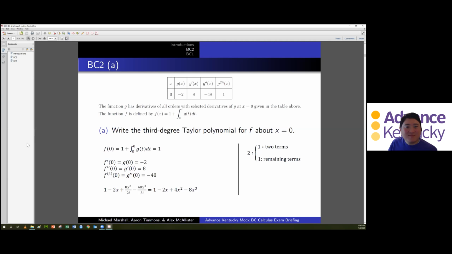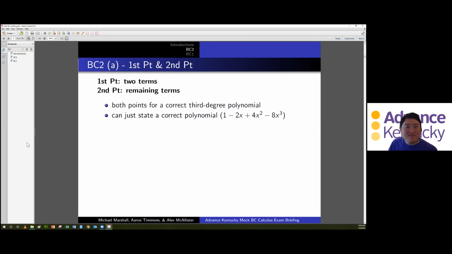So let's dive in a little bit more detail. What's going to definitely earn those points, and what would earn partial credit? Are there ways to get just one of those points? As we said, the first point is for the 2 terms and the second point is for the remaining terms. Both points are awarded if you have a correct third-degree polynomial, and they can just state that correct polynomial. The numbers aren't complicated. We're willing to let them do a little bit of that arithmetic in their head if they put it together perfectly.